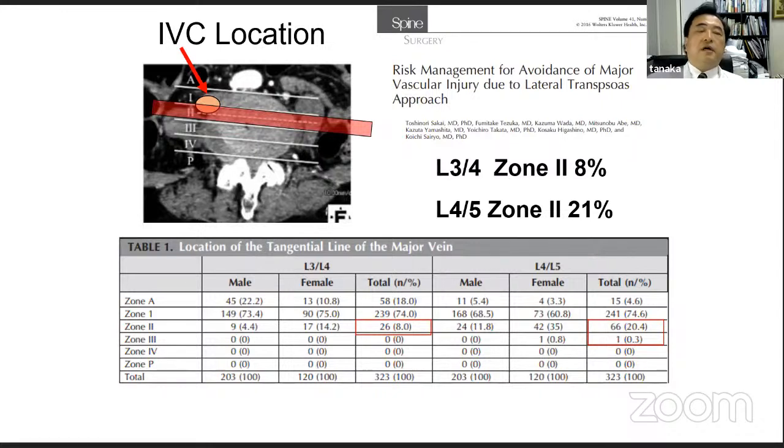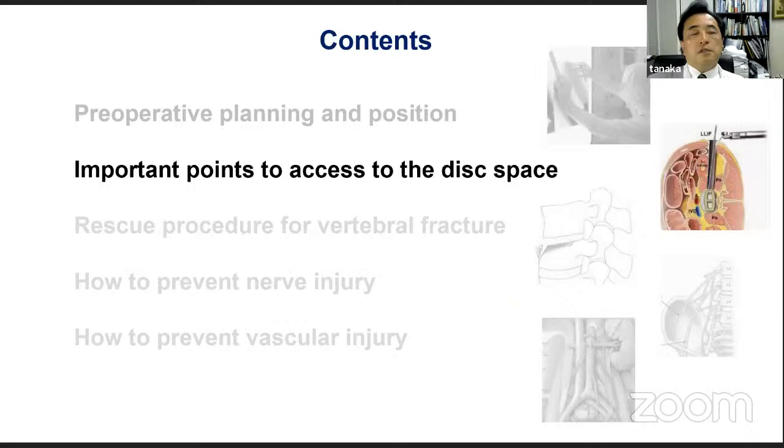Another problem is IVC location. There is a paper from Japan. If the IVC is located in zone 2, it's a high risk of vascular injury. For LLIF, you have to penetrate the other side of the annulus. If you penetrate too much, this vessel will be collapsed, injured. Let's move on to the next topic.